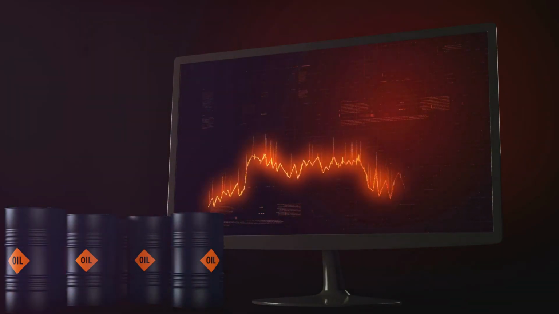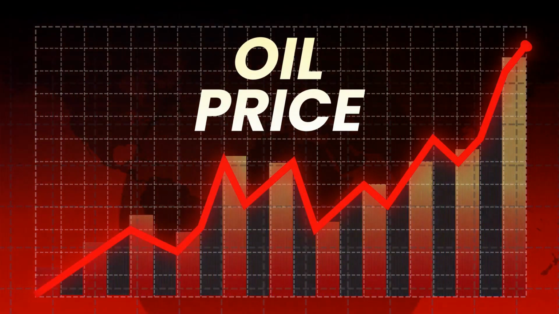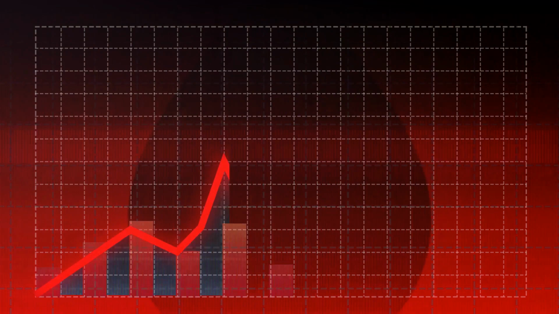Lastly, commodities. These are often seen as a hedge against inflation. As the prices of goods rise, so too can the price of commodities like oil, gold, and agricultural products. But remember, commodity prices can be volatile and are influenced by a host of other factors beyond inflation.